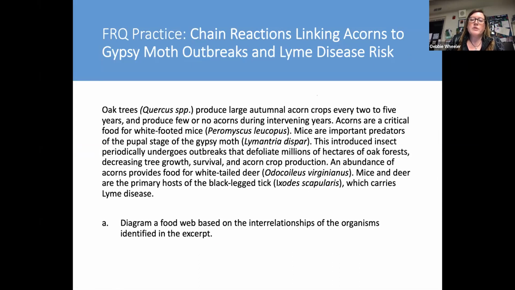So oak trees produce large autumnal acorn crops every 2 to 5 years and produce few or no acorns during intervening years. Acorns are critical food for white-footed mice. It's going to be a huge part of our food chain. Mice are important predators of the pupal stage of the gypsy moth. This introduced insect periodically undergoes outbreaks that defoliate millions of hectares of oak trees, decrease tree growth, survival, and acorn crop production. As an abundance of acorn provides foods for white-tailed deer, mice and deer are the primary host for the black-legged tick, which carries Lyme disease. So take a minute to diagram this food web.